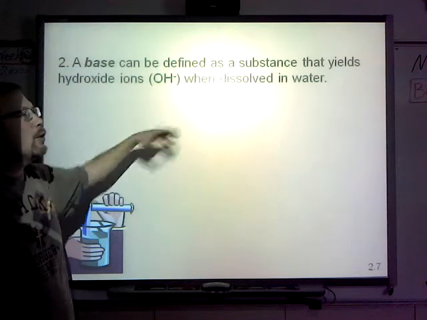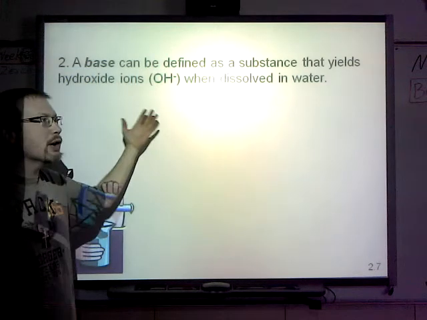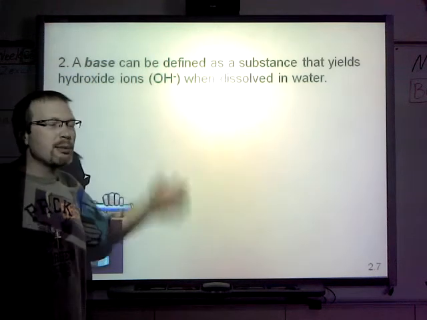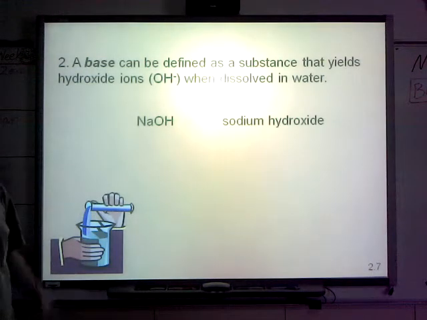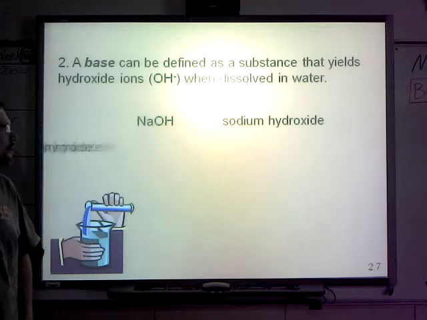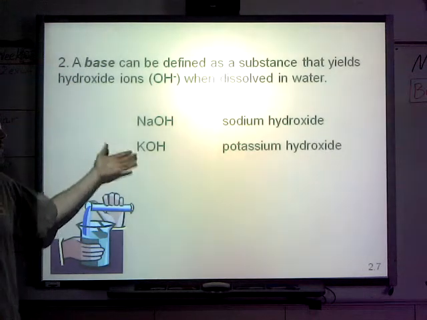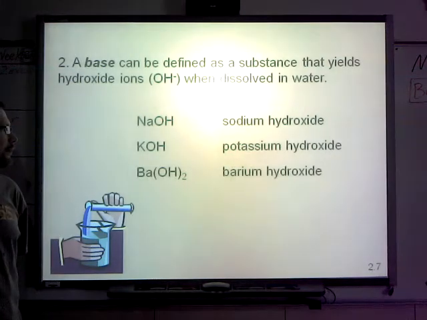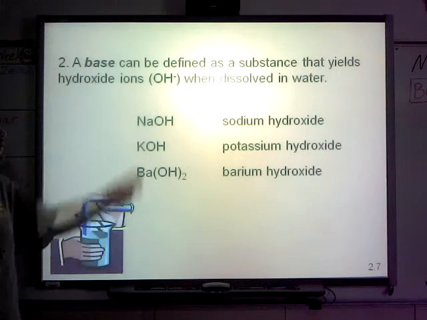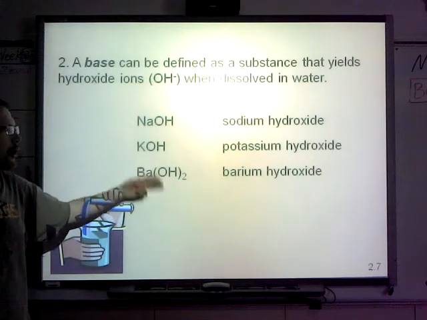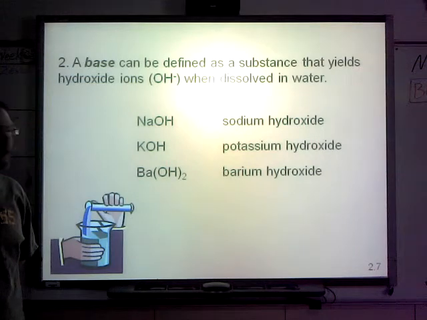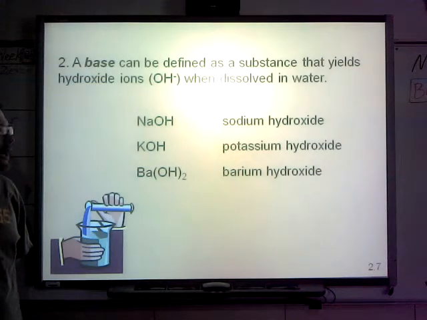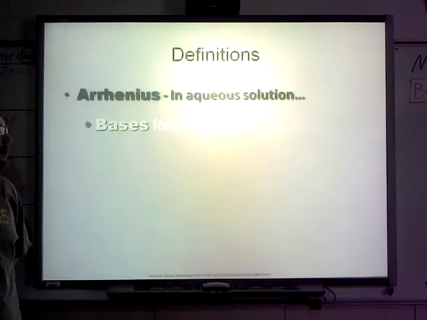Most of the time, when you've got a substance that has hydroxide in the name, you can be pretty sure it's going to be a base. Something like sodium hydroxide, potassium hydroxide, barium hydroxide, and so on. You keep seeing this OH ion show up in there. When you put those in water, of course, they're going to dissociate. They're going to give off that OH, and that OH is going to be what makes a base a base.